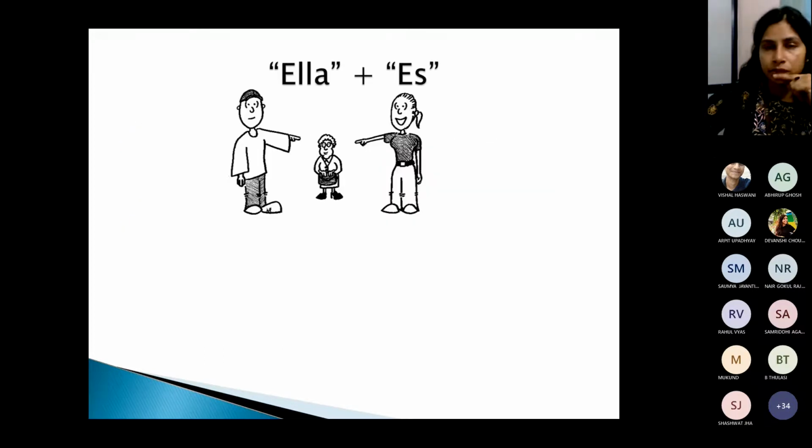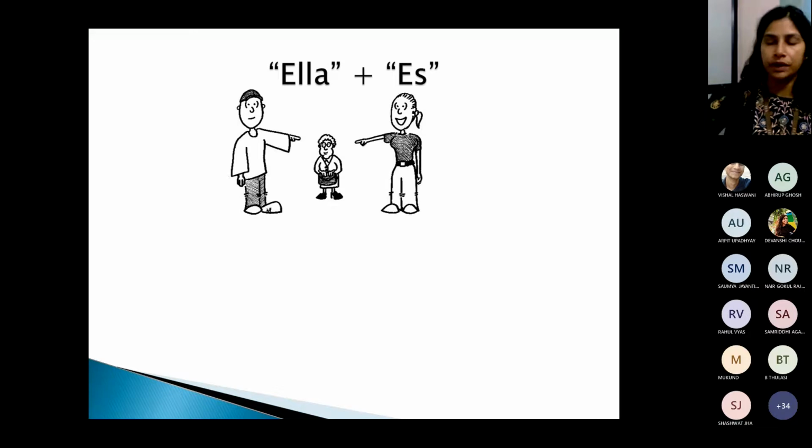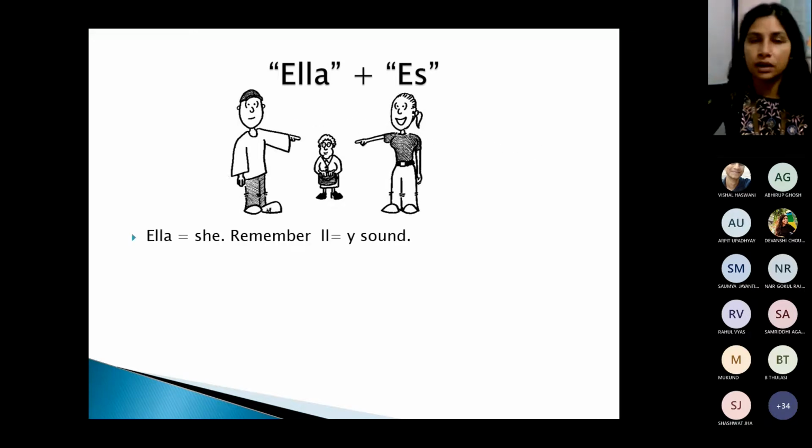Okay, so ella es, vale? Again, the same verb conjugation will be used here because we have categorized in third person. All the third person will have the same verb conjugation, that is es, vale? So ella es. Ella is she, you know that.